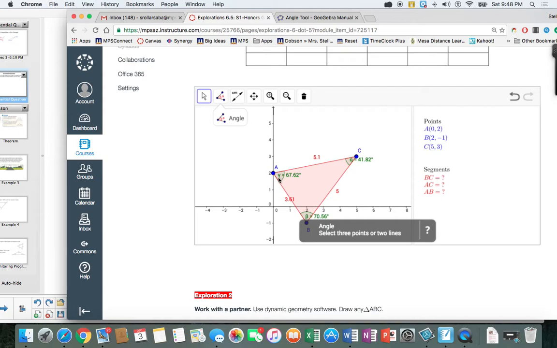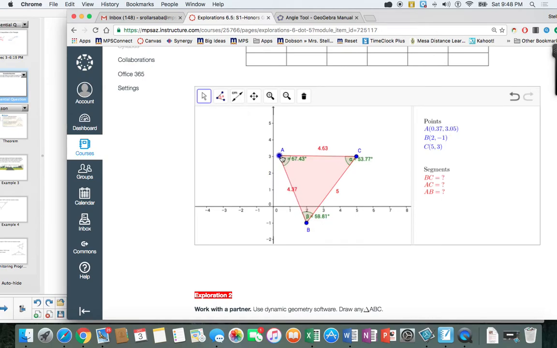I'm going to move the triangle in such a way to force angle A to be the largest. Now angle A is the largest at 96.84 degrees. Notice the side that's opposite it is 5, and 5 happens to be the longest side. So longest side and largest angle seem to be opposite each other.